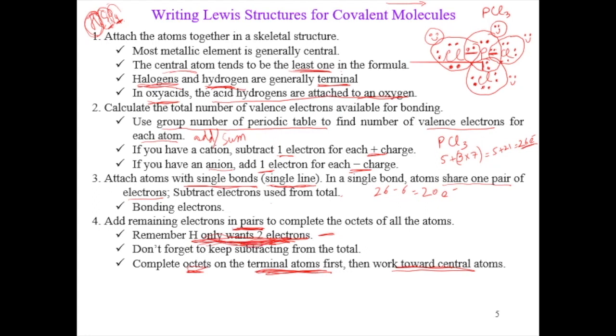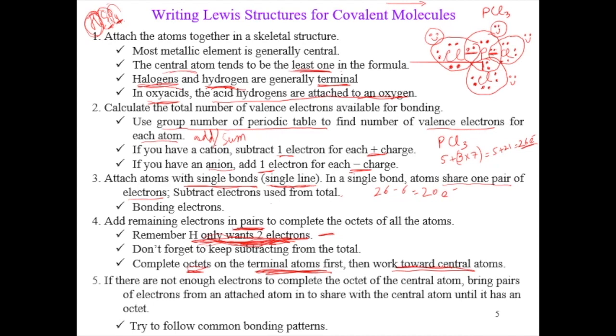The last rule is, if there are not enough electrons left to complete the octet of the central atom, bring a pair of electrons from an attached atom in to share with the central atom until it has an octet. This rule doesn't apply to PCl3 right now because everybody is happy here, but we'll practice a couple more examples where you will end up using rule number 5.